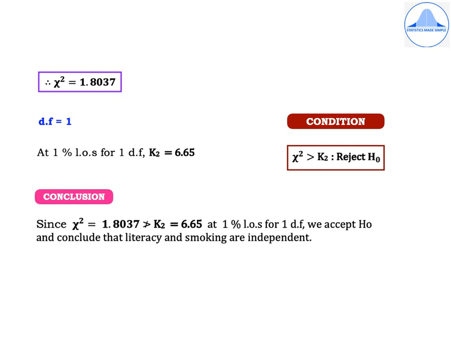The condition which we use is we have to check if chi-square is greater than K2 to reject H0. At 1% level of significance for 1 degree of freedom, we know that K2 is 6.65. Now do the comparison. So the conclusion is, since chi-square 1.8037 is not greater than K2 equal to 6.65, at 1% level of significance for 1 degree of freedom, we accept H0, conclude that literacy and smoking are independent.